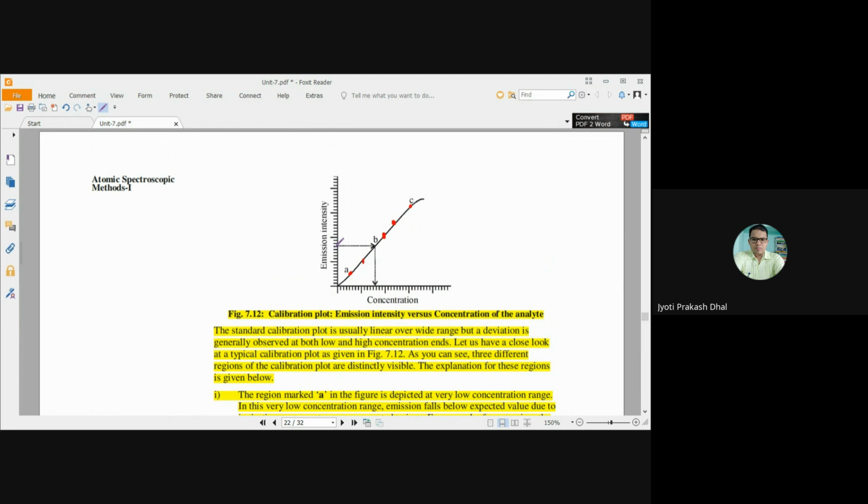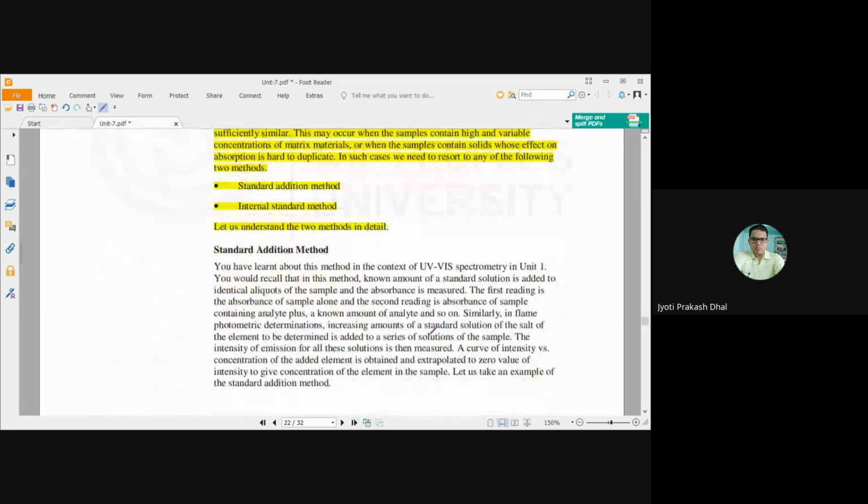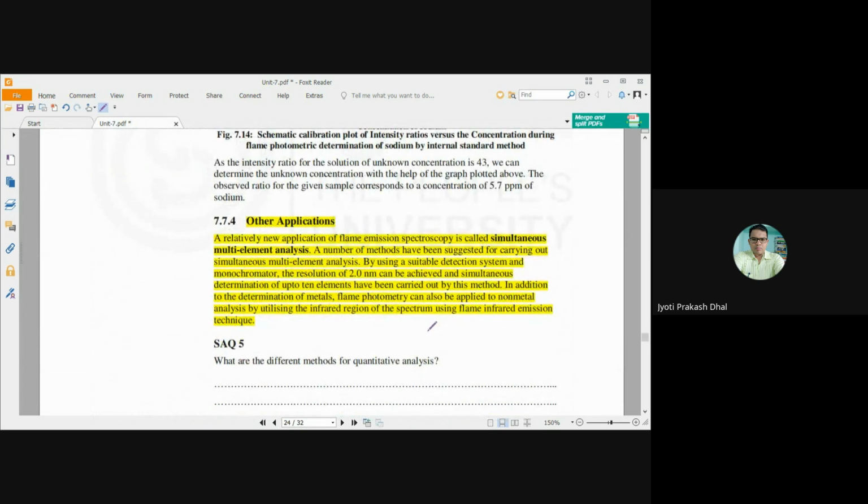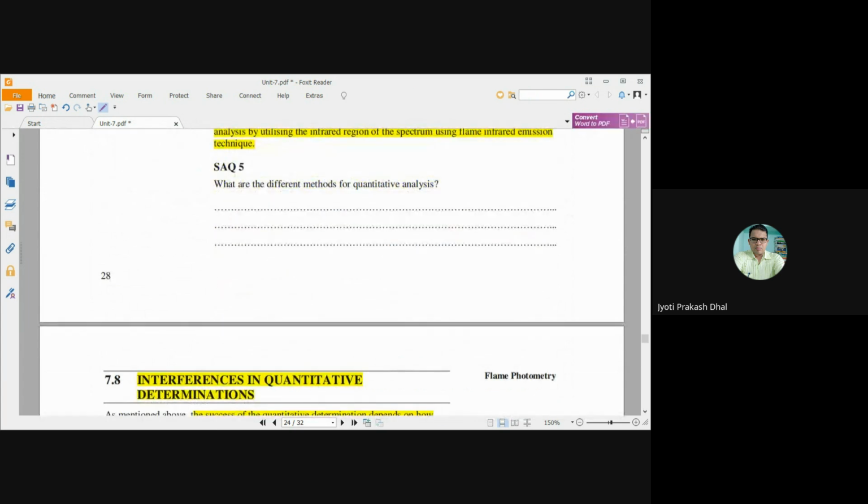Suppose the emission intensity of the unknown solution is this one. We will draw a horizontal line parallel to the x-axis, and at the position where it crosses the calibration curve, we will draw a vertical line from that point, and that will give the concentration of the unknown solution. So by this method, we can analyze the concentration of the metals present in the analyte, and both qualitative and quantitative analysis can be done.